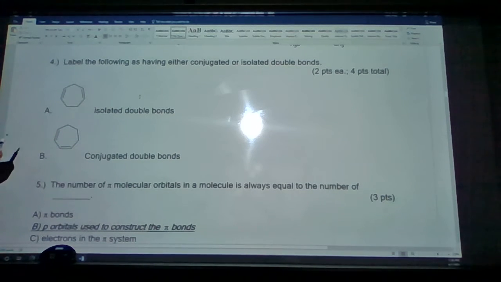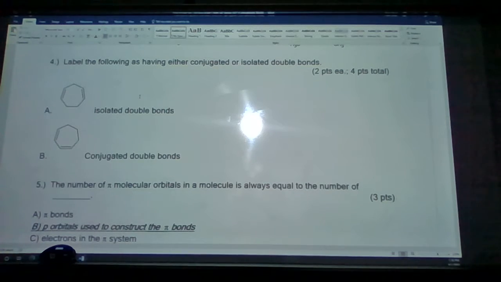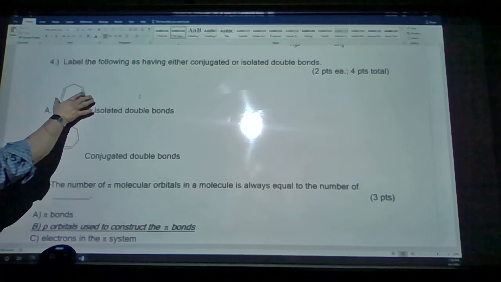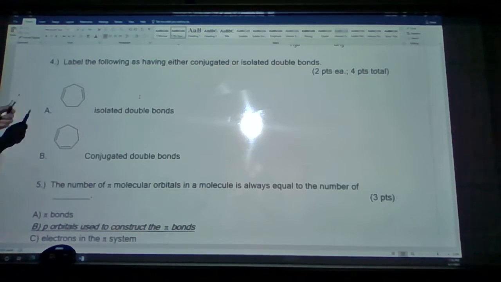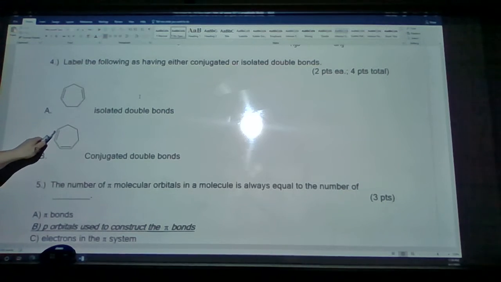Number 4, which of these has either conjugated double bonds or isolated double bonds? These double bonds are conjugated. Why? Because the two carbons that have double bonds to them are adjacent to one another. These double bonds have an sp3 hydrogen and sp3 carbon between those two double bonds. So those have no way of delocalizing across this carbon right there. These carbons can delocalize across 1, 2, 3, 4 atoms because of the presence of the p orbitals on these double bonds.